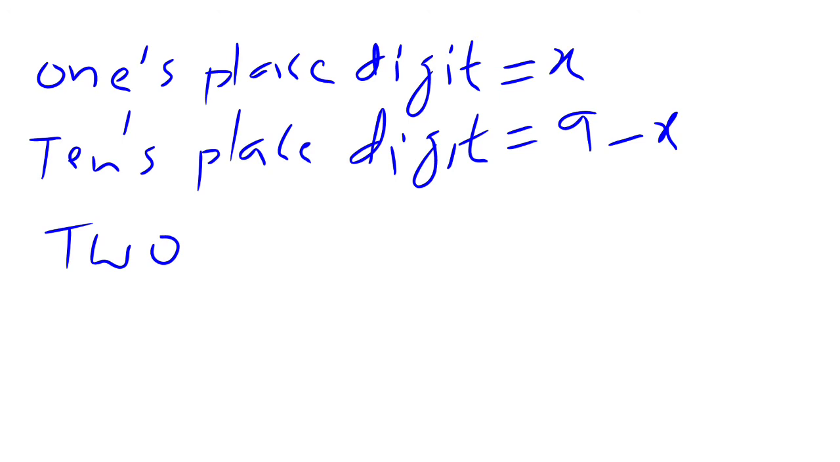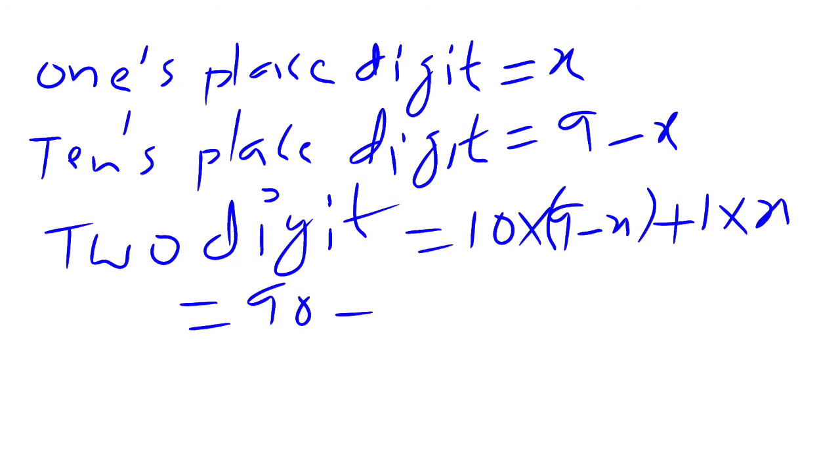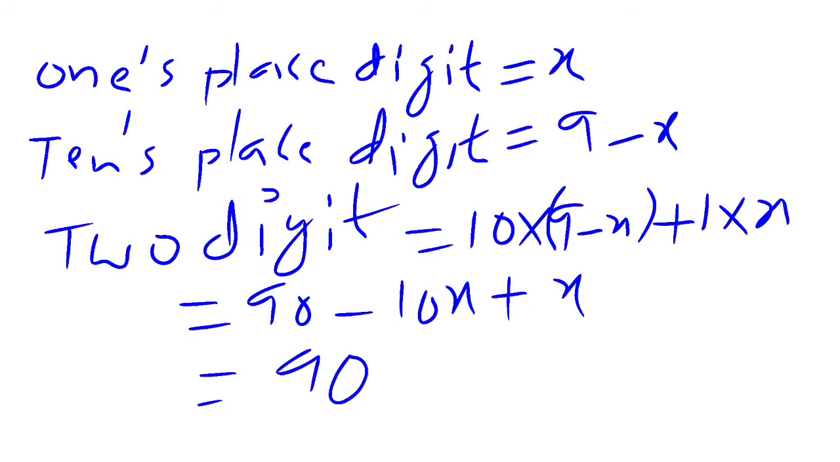Let's write the 2-digit number using these 2 digits. The tens place is 9 minus x. So 10 into the bracket 9 minus x, plus 1 into x. This is called the expanded form. 10 into 9 is 90, minus 10x, plus x. So 90 minus 10x plus x is minus 9x. So the 2-digit number is 90 minus 9x.